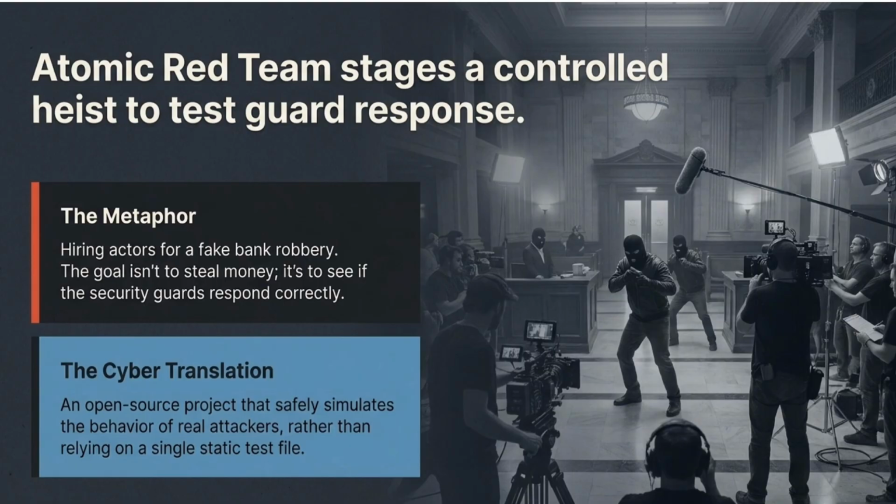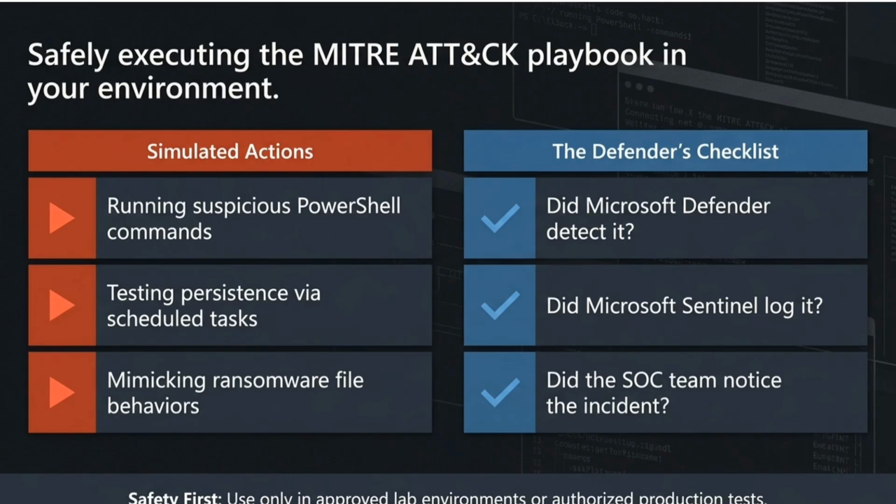Imagine a company hires actors to perform a fake bank robbery. The goal is not to steal money. The goal is to see whether the security guard responds correctly. Cybersecurity teams do the same thing. They safely simulate attacker behavior to check whether their security tools detect it or not. Atomic Red Team helps them do exactly that.